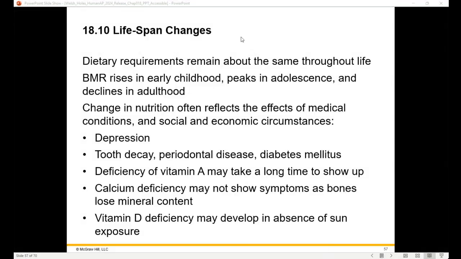Okay, for lifespan changes, dietary requirements remain about the same throughout life. BMR rises in early childhood and peaks in adolescence and declines in adulthood. A change in nutrition often reflects the effects of medical conditions and social and economic circumstances, like depression, tooth decay, periodontal disease, diabetes mellitus. Deficiency of vitamin A may take a long time to show up. Calcium deficiency may not show symptoms as bones lose mineral content. Vitamin D deficiency may develop in absence of sun exposure.